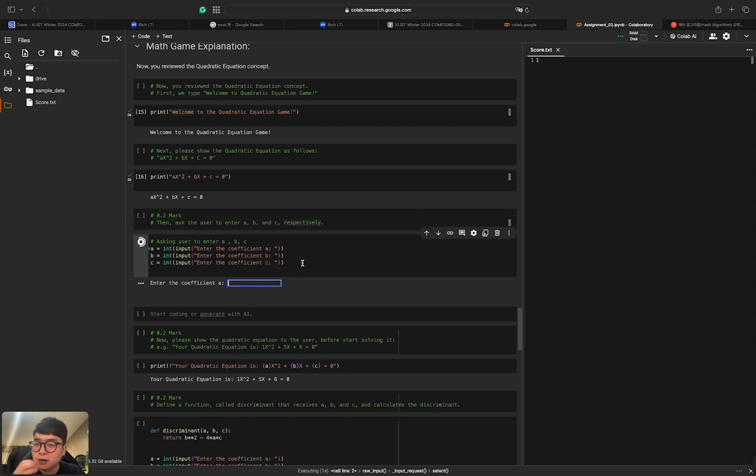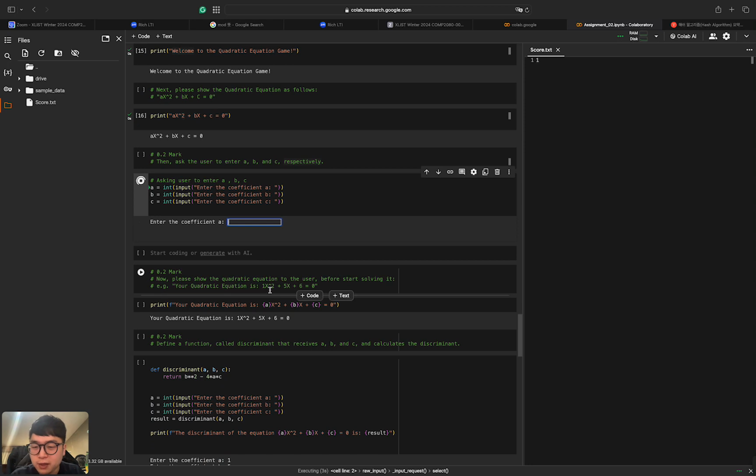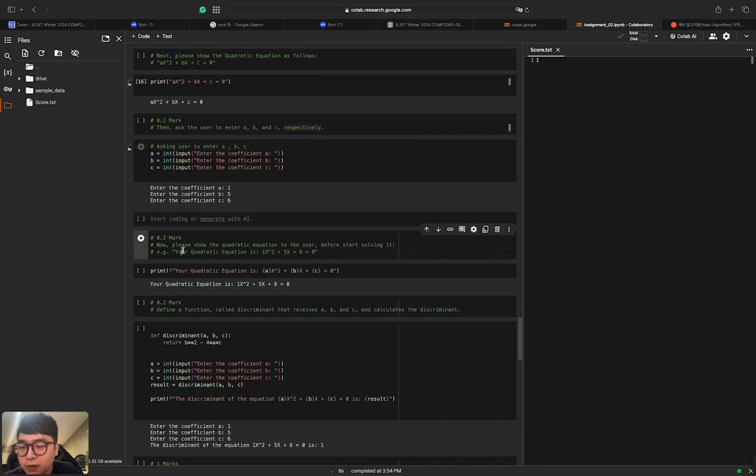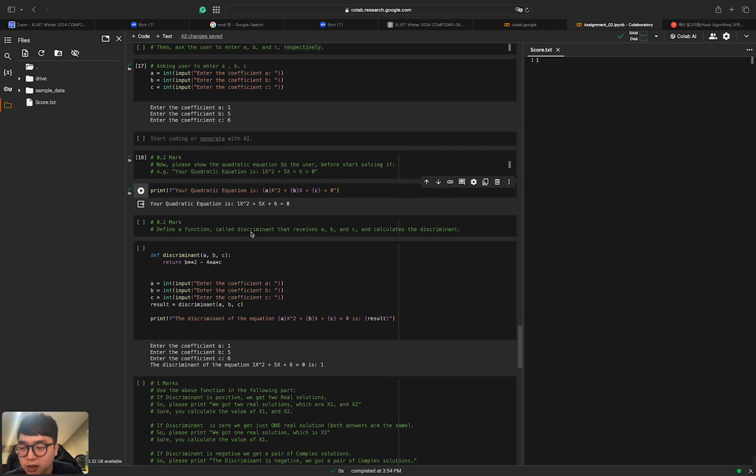So I'll just follow the examples at the bottom here: 1, 5, 6. So 1, 5, and 6, and it will be saved here. Now please show the quadratic equation to the user before starting to solve it. So let's go to it, and it's 1x squared plus 5x plus 6 equals 0. This is the formula that you're given, so I just use that.